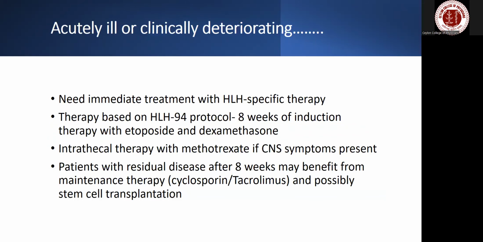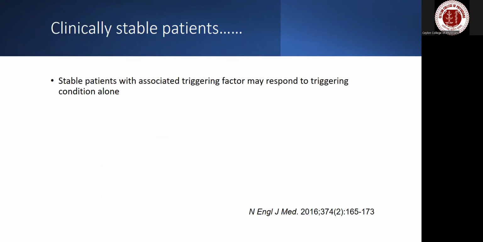If you have a patient who is actively ill or clinically deteriorating, we need to immediately start treatment with HLH-specific therapy. Therapy is based on the HLH-94 protocol. We can go ahead with 8 weeks of induction therapy, and later assess the patient after 8 weeks and switch to either weaning of therapy or to something else like cyclosporine, and sometimes in refractory cases we might have to go ahead with stem cell transplantation too. If you have CNS disease, we can consider intrathecal therapy with methotrexate, but this is again going to be collective teamwork. Clinically stable patients with an associated triggering factor may respond to the triggering condition alone.